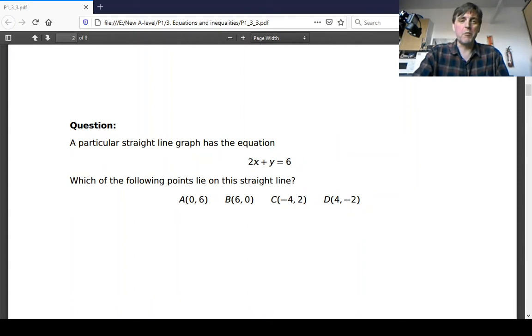So here's a quick starter question for you. We've got a straight line graph with the equation which is on the screen there. I put 4 points which may or may not be on that straight line. Your job is to work out which of those points are on the line and which ones are not.